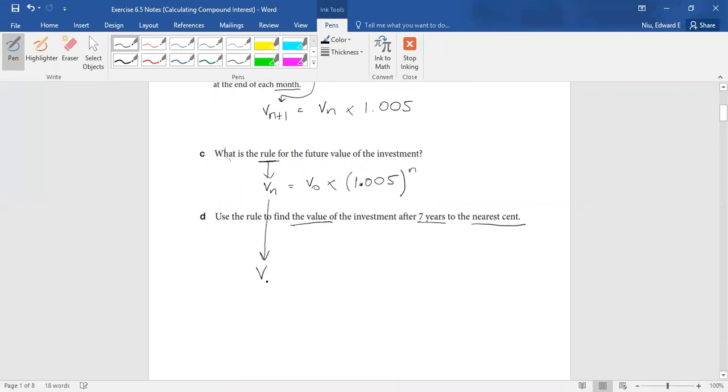So the value after 7 years, because it's compounded monthly, we have to figure out how many months 7 years has. So 7 times 12 will tell us how many months we're dealing with. We're actually dealing with 84 months. So this N value is always going to be in the context of what it's compounded by monthly. Please, please, please highlight that. Make sure you understand that.